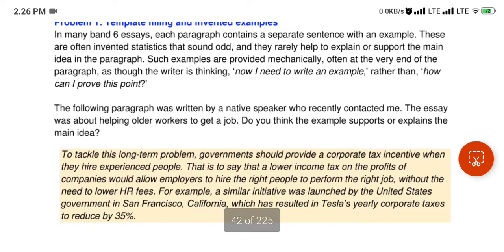The following paragraph was written by a native speaker who recently contacted me. The essay was about helping older workers to get a job. Do you think the example supports or explains the main idea?